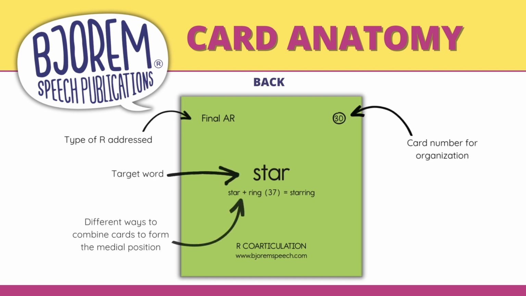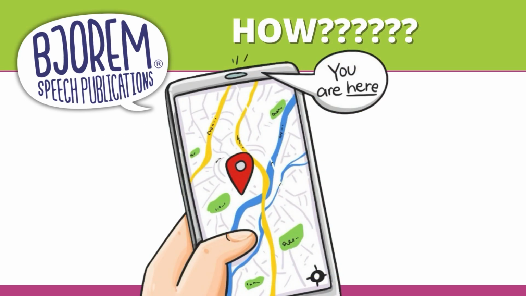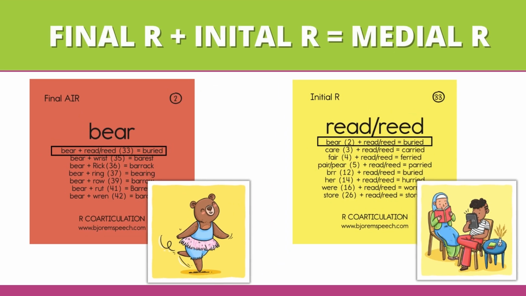Here's the back of that same card. The back of each card is numbered to keep you organized, tells you the type of R, a target word, and different ways to combine cards to form R in the medial position. Now, how do you use these cards together to help elicit that tricky R sound? If the child is working on medial R, you can combine the final R and the initial R cards together to form a medial R word.